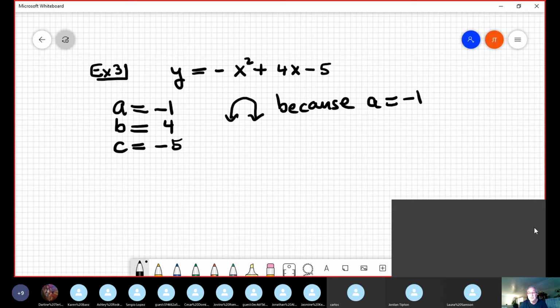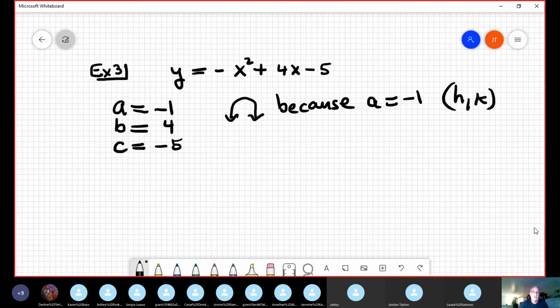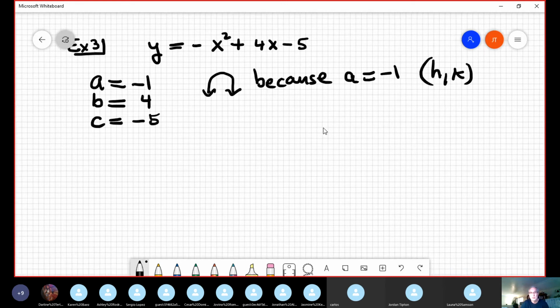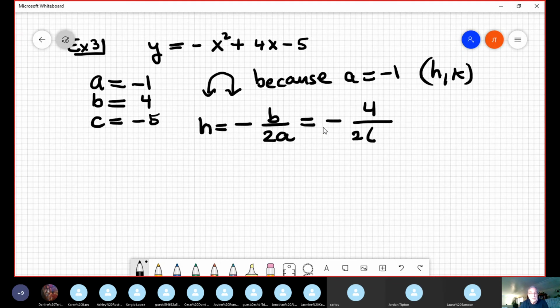Suppose that I want to find the vertex. In order to find the vertex point, I need to find h and k. We can complete the square if you want, but I do not recommend that. You find h using this fantastic formula: minus b over 2 times a, where a is -1. Two negatives make a positive, and 4 divided by 2 is 2. H is 2.